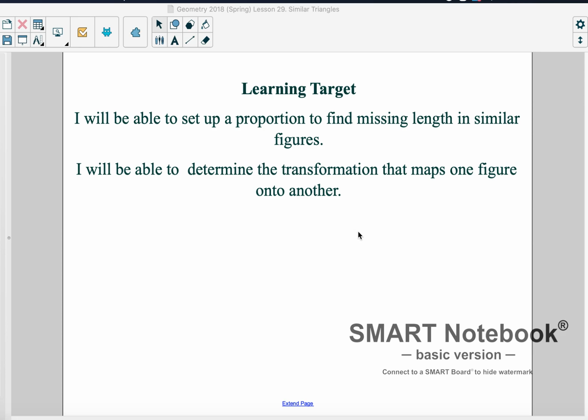Today we're going to be looking at, I will be able to set up a proportion to find missing lengths in similar figures. I will be able to determine the transformation that maps one figure onto another. We're going to take a good look at triangles specifically. The Regents likes to ask a lot of questions on triangles. So let's get right into it.